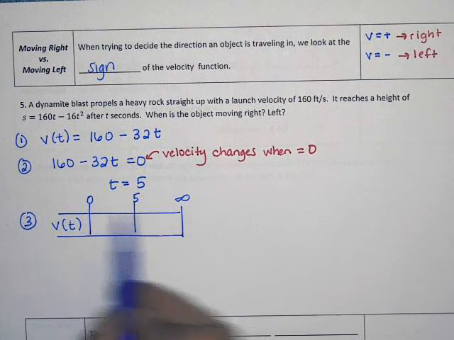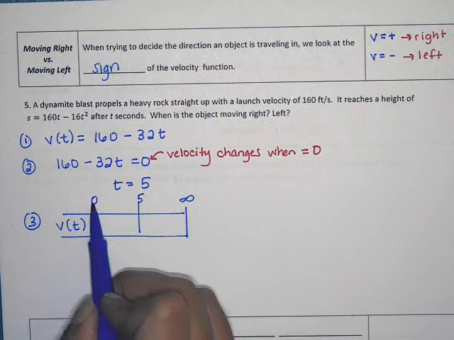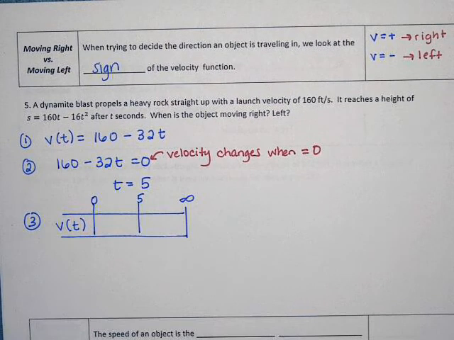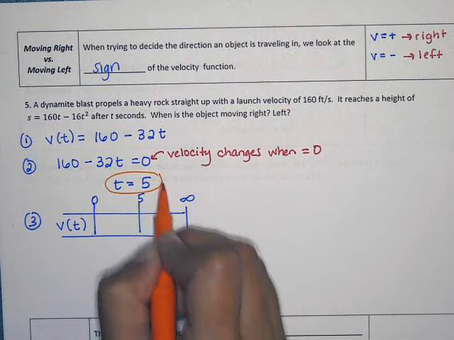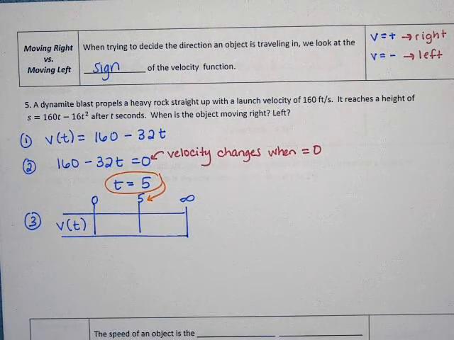What I'm doing here is I'm basically making a number line starting at 0, and I'm using this value to put numbers in the number line. If there was more than one spot where the velocity equals 0, I would have more than one marking in the number line. Now what I'm going to do is look at the sign in these sections.